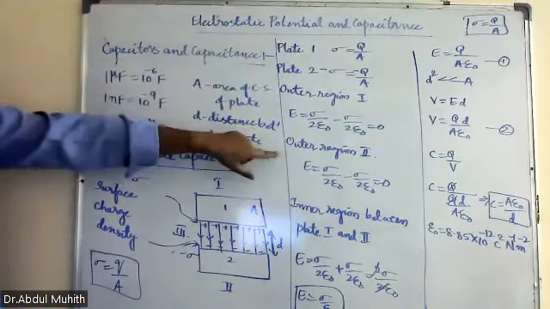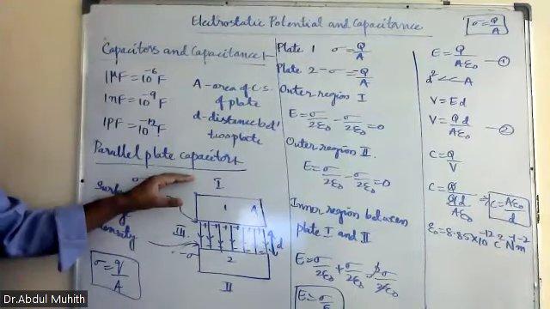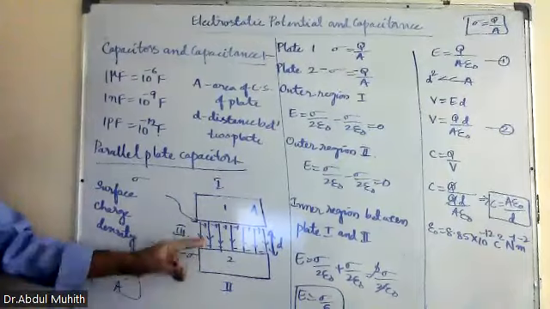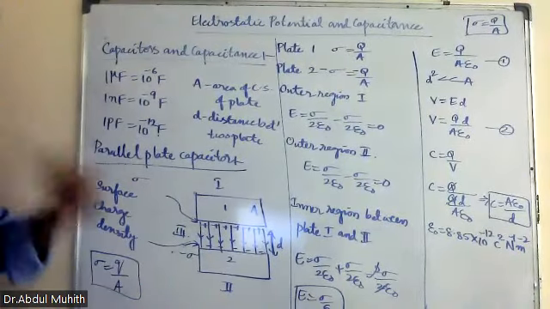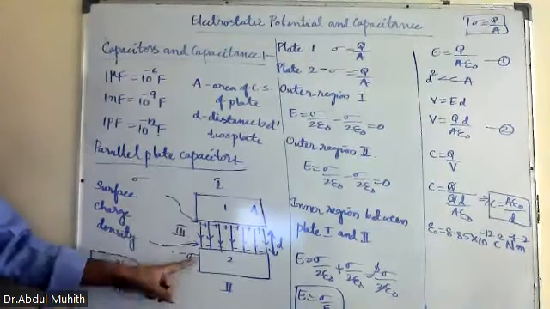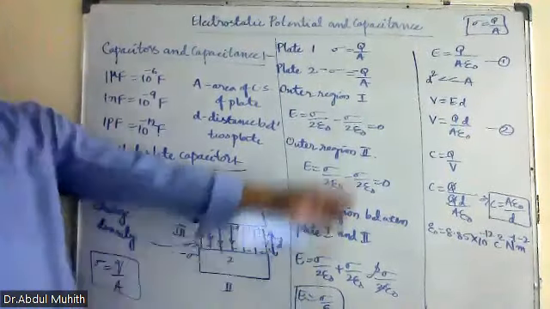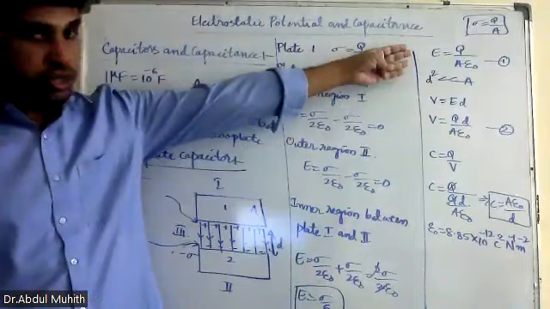Outer region 1 and outer region 2: here positive and negative will cancel out, and here also they will cancel out. Only between them there is an electric field, from the positive plate to the negative plate. So just add both of them, we get sigma by epsilon 0. After that, E is equal to what? Sigma is Q by A.